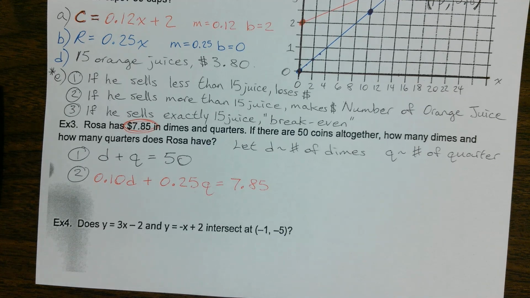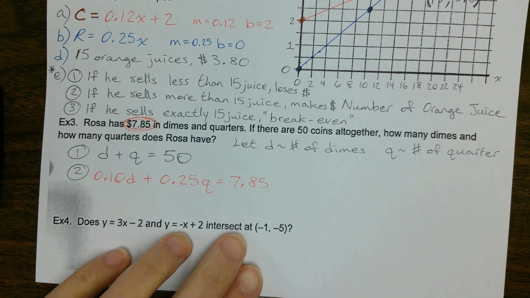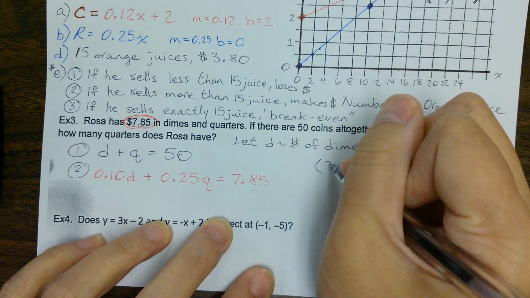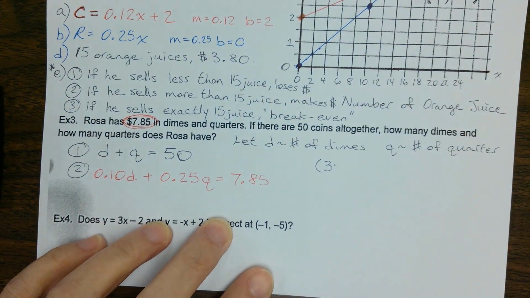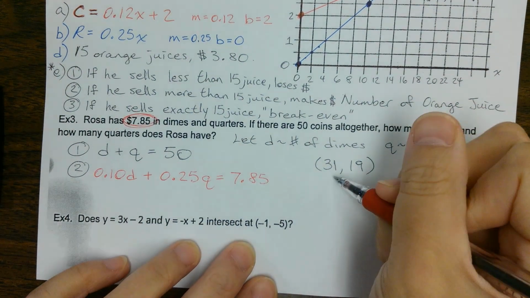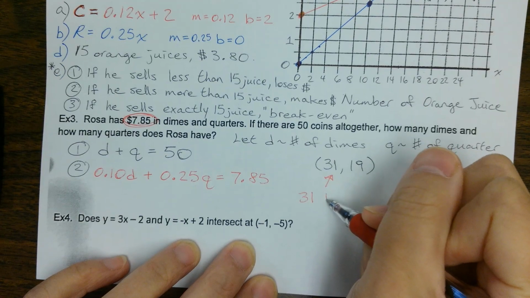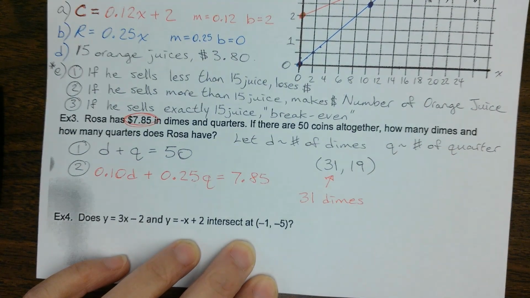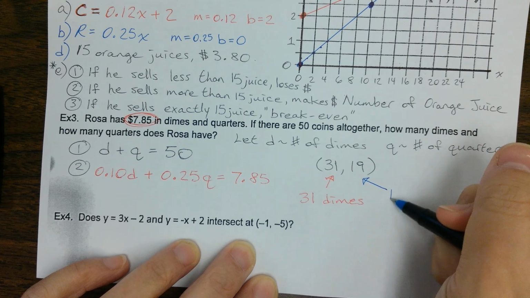And my intersection point right here is 31, 19. So what does that intersection point mean? Yeah, 31 dimes and 19 quarters. So by graphing, we found our intersection point to be 31, 19. So 31 dimes and 19 quarters.